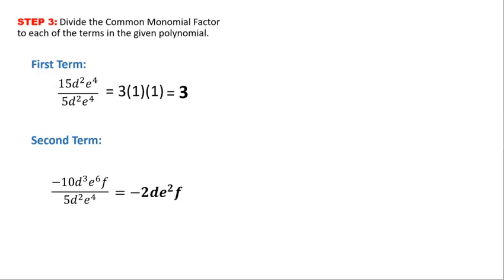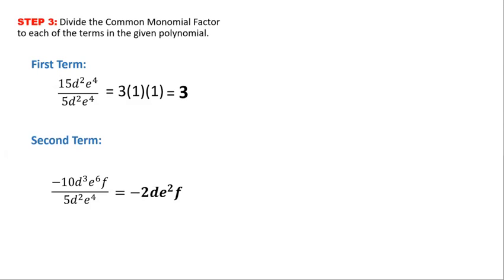to d. Now next, e raised to the power of 6 divided by e raised to the power of 4 becomes e raised to the power of 6 minus 4, which is equal to 2, or e squared. And then since we have nothing to divide f by, f is left. Okay, f stays. And now, we got the quotient.